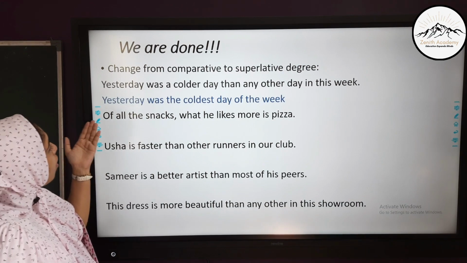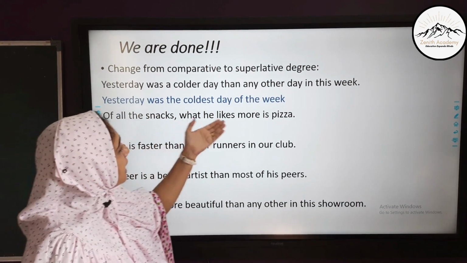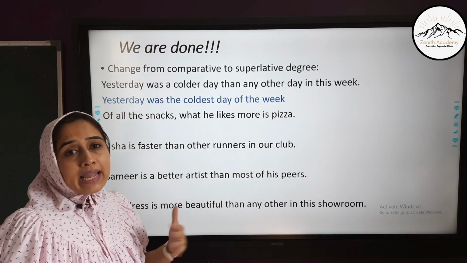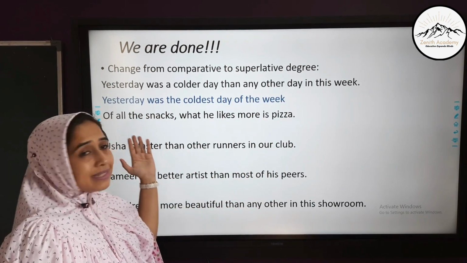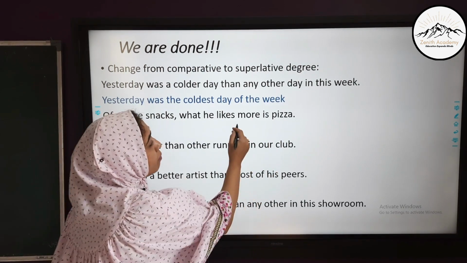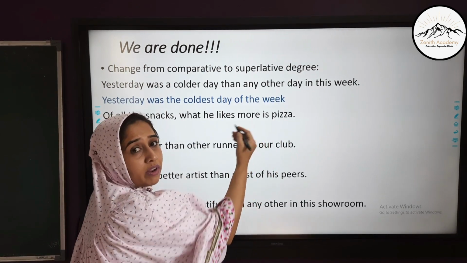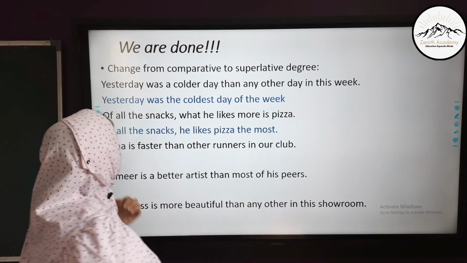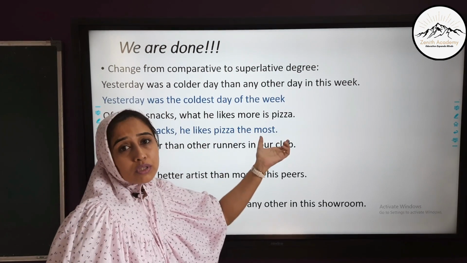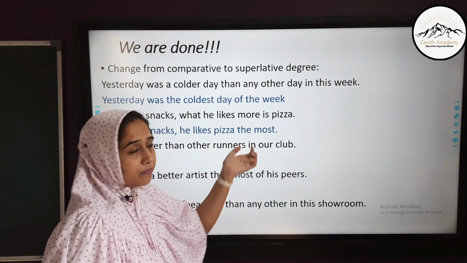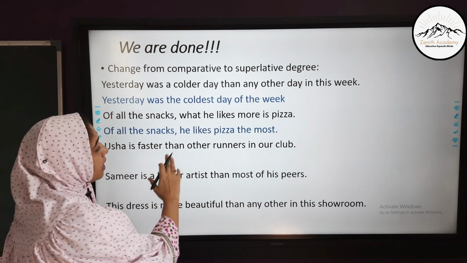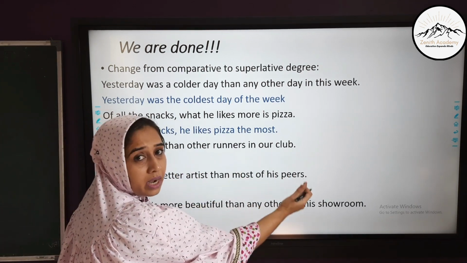Next one is, of all the snacks, what he likes more is pizza. Here degree of liking is compared between snacks and pizza. So superlative degree will become most. More will be changed to most. Of all the snacks, he likes pizza the most. Do not forget the.